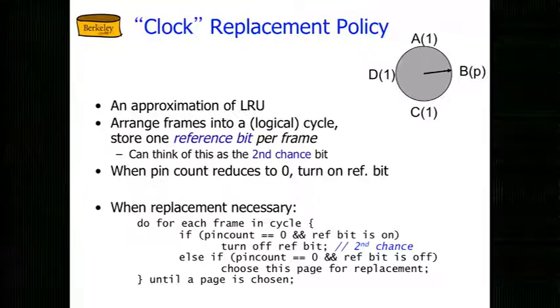If the pin count is 0 and the reference bit is already off, we already flipped you off once, then you get replaced. Okay, so if the clock hand comes around past you twice, once to turn off your reference bit, and again without you being referenced again, then we will choose you for replacement. And we do this until a page is chosen. So we're going to keep going around with this clock hand, checking these conditions until we find somebody with pin count 0 and reference bit off. In the worst case, we'll go all the way around, turning everybody's reference bits off, and then we'll grab somebody. Okay? That's it. It's pretty simple.